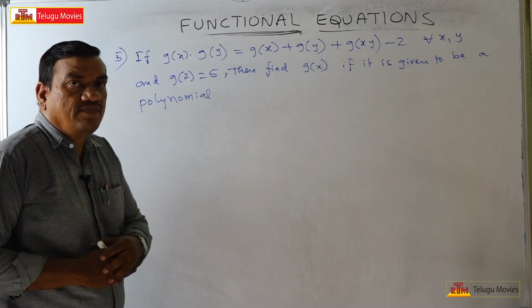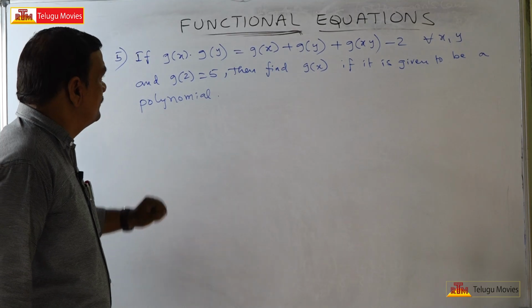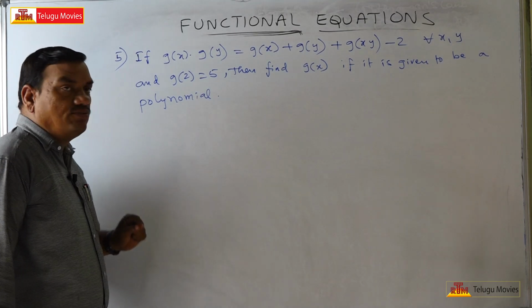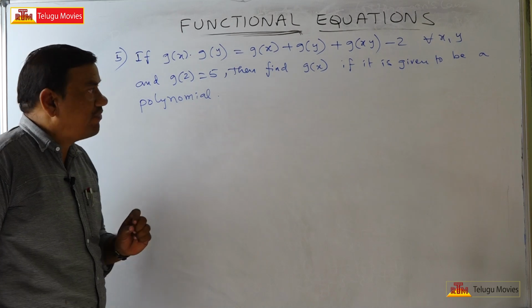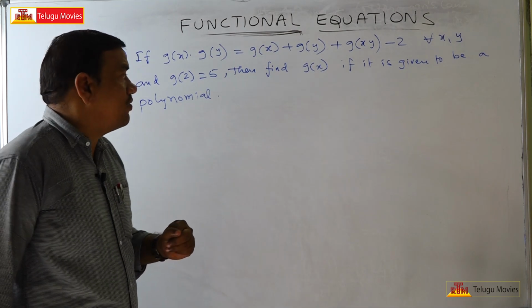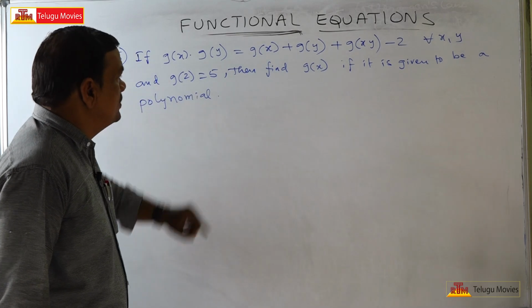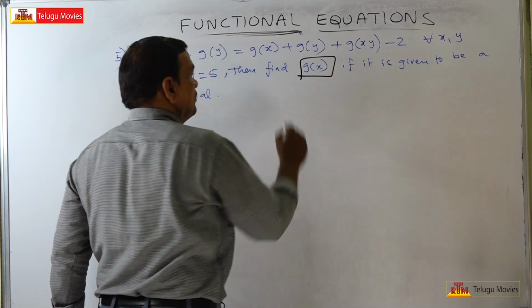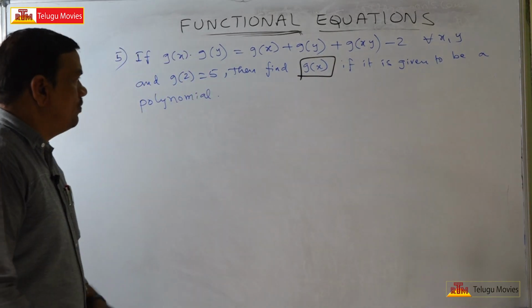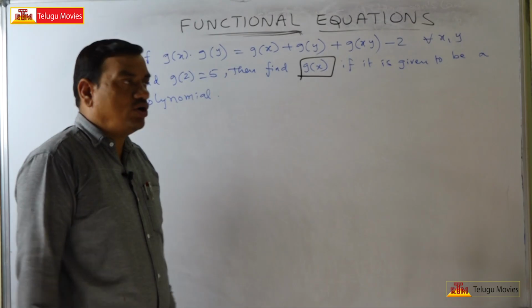So dear students, welcome to this fifth problem. If g of x times g of y is equal to g of x plus g of y plus g of x into y minus 2 for all x, y, and g of 2 is equal to 5, then find g of x. Ultimately we have to find g of x, given that g of x is a polynomial, right?